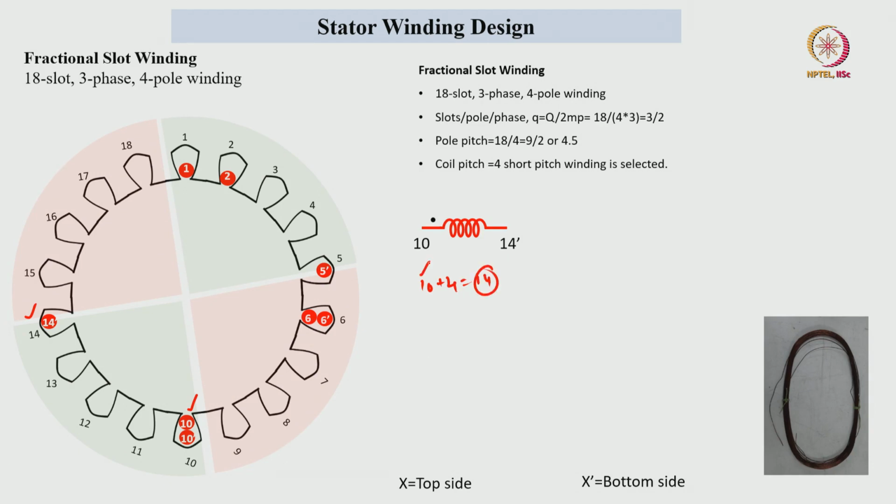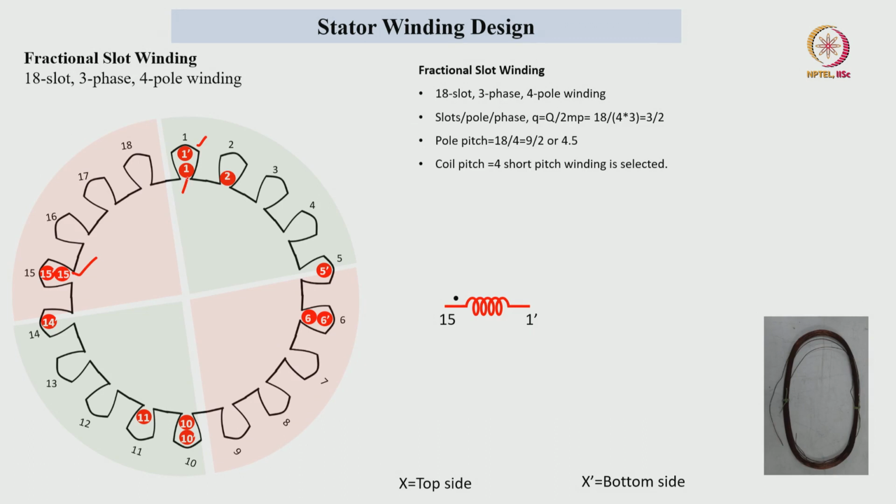So, in the 10th slot top side and 14th slot bottom side the conductor is placed, and in the same fashion we will place the conductors or coil sides in slot number 11 and slot number 15. The last coil related to the A phase is placed in the 15th slot top side and first slot bottom side.